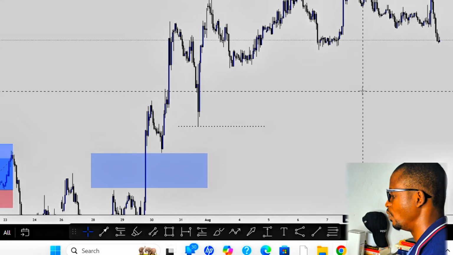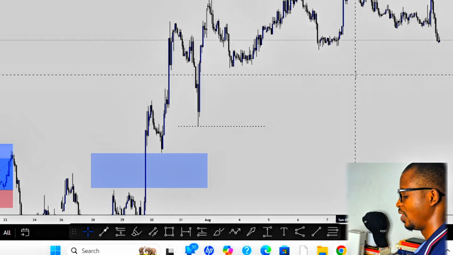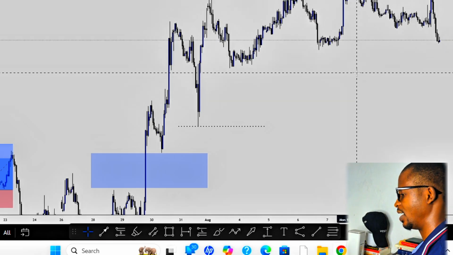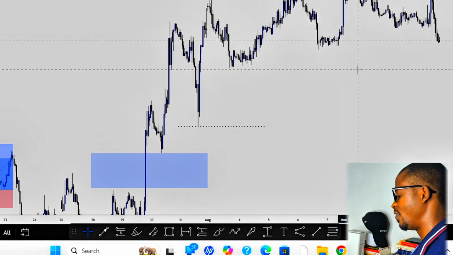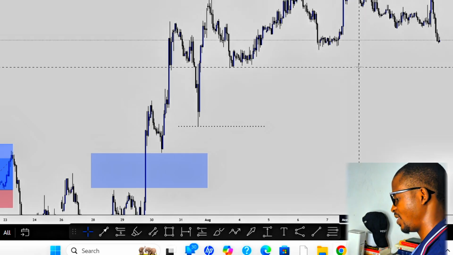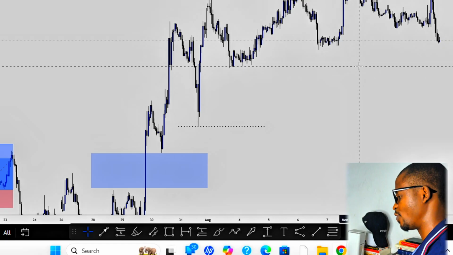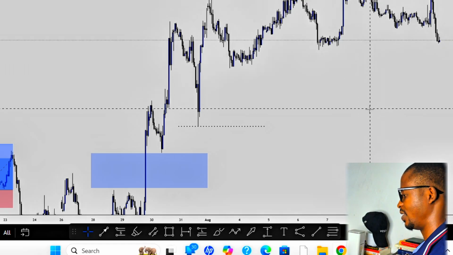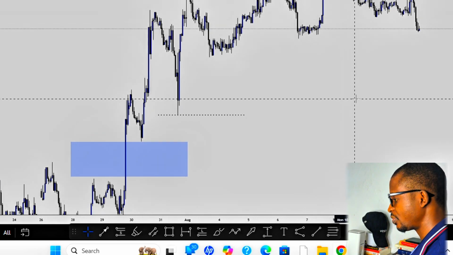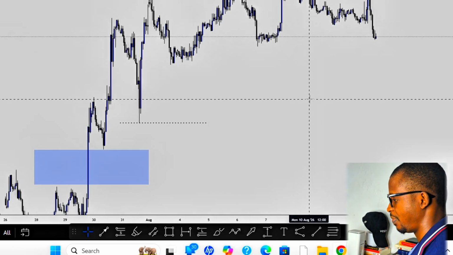You understand? Even if you know your bias from the daily time frame, when you come down to the lower time frame, like the 4 hour, like the 15 minutes, 1 hour, you have to respect this thing, because if you don't respect it, you are not going to have a beautiful entry in the market. You understand? So that is exactly what's happening right here.